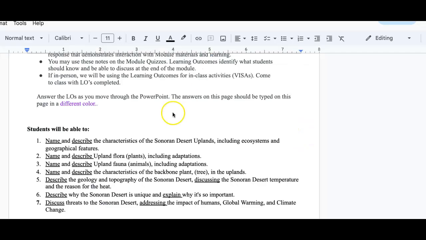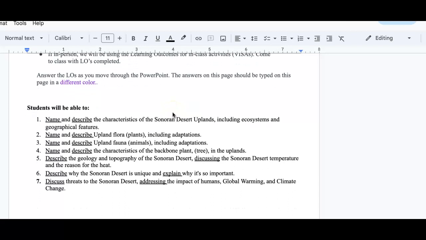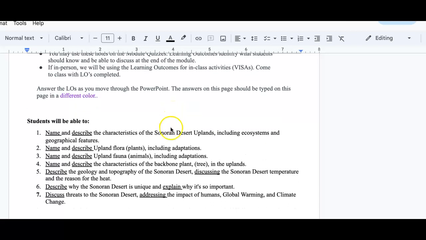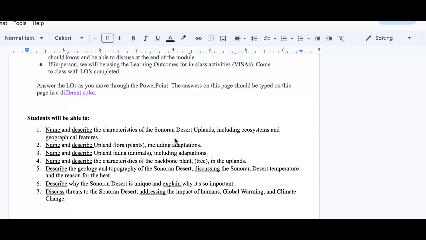So you're going to see here, these are the learning outcomes. You're going to be naming and describing characteristics of the Sonoran Desert uplands, including the ecosystems and geographical features. And then you're going to name and describe the flora and the fauna of the uplands, including some adaptations. You're going to name and describe some characteristics of the backbone plant in the uplands, the geology, topography, and of the Sonoran Desert, discussing the Sonoran Desert temperature, the reasons for the heat.